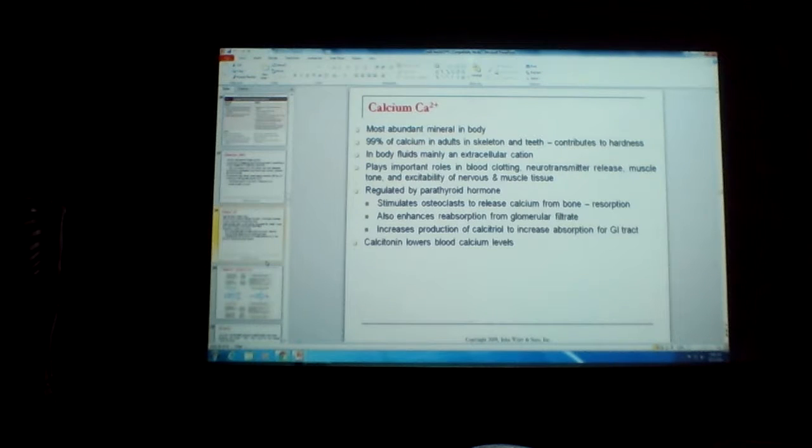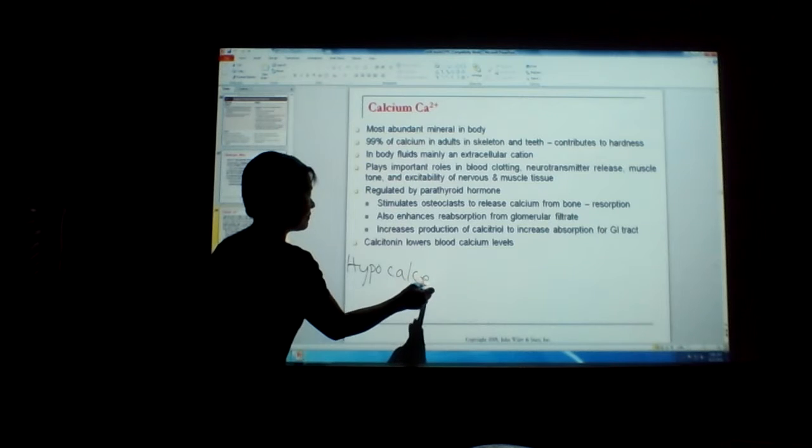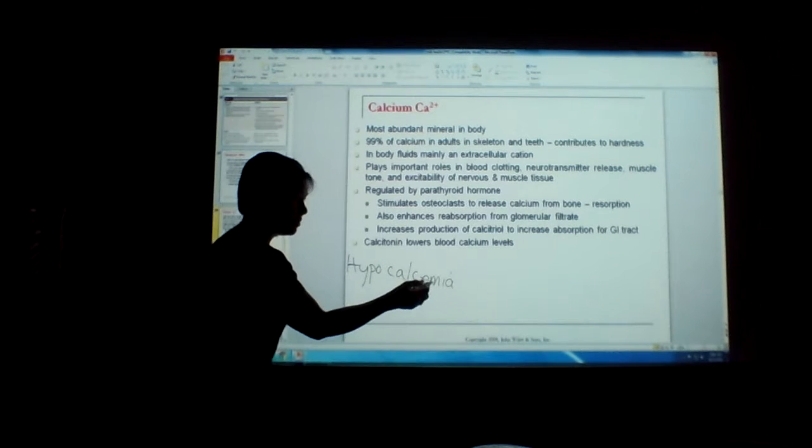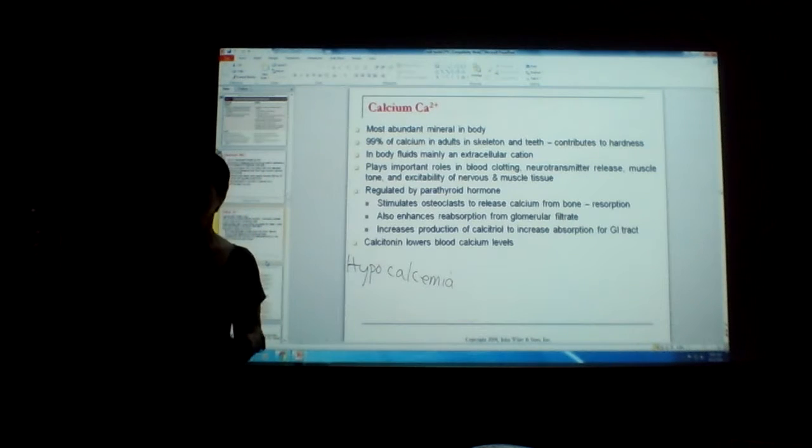With calcium, you say hypocalcemia, you know that, right? Hypocalcemia, that's low calcium. And then hyper is too much calcium. So hypercalcemia can be dangerous, because when there's too much calcium, you can start calcifying organs other than your bone. So you want to be careful.